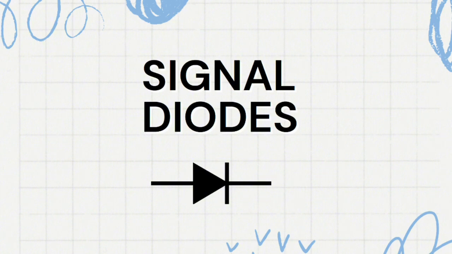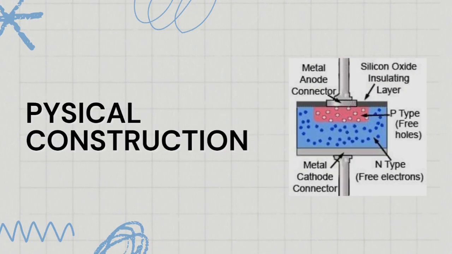Small signal diode electrical and electronic circuits consisting of semiconductor crystals are commonly referred to as signal diodes. The symbol for signal diodes is the standard diode symbol shown above.